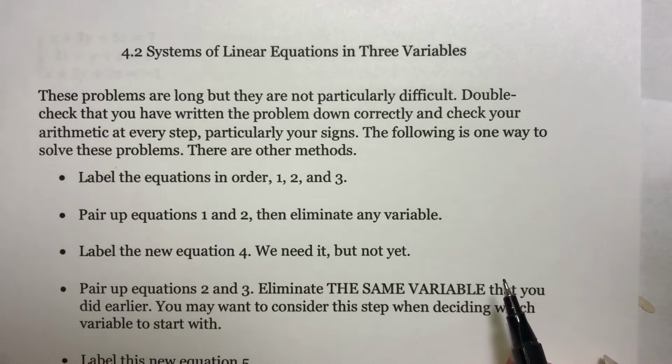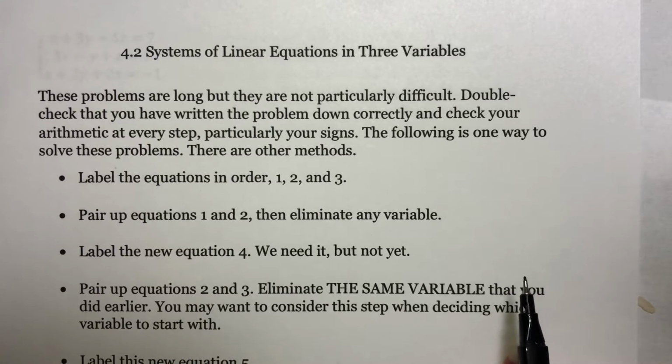This is section 4.2. We're going to be talking about systems of linear equations in 3 variables. In the last section, we talked about systems with 2 variables, and we had 3 different methods of solving them. We could graph them, which was great. It was our language, but it had definite limitations. We had the substitution method, and we had the elimination method.